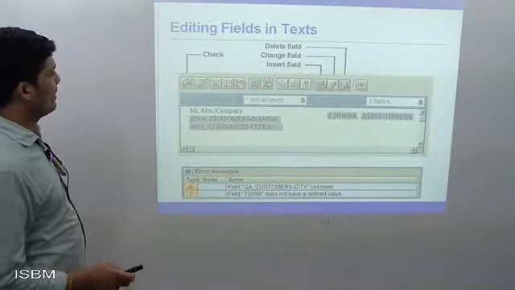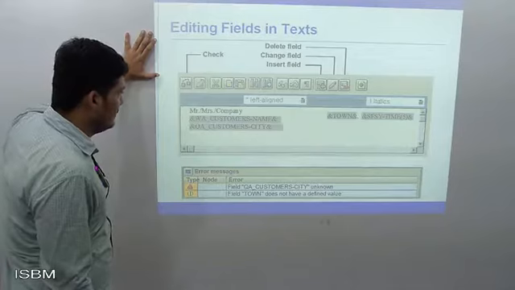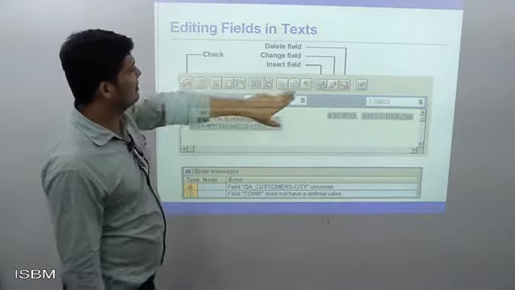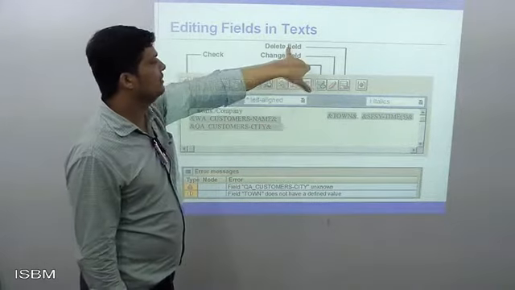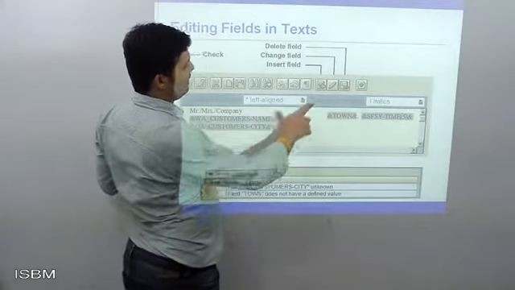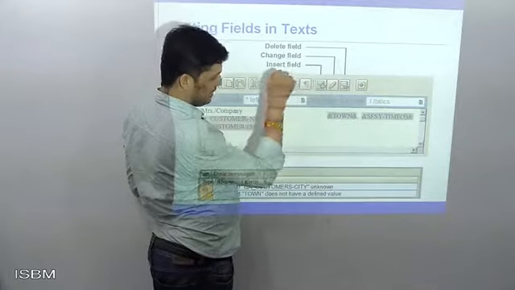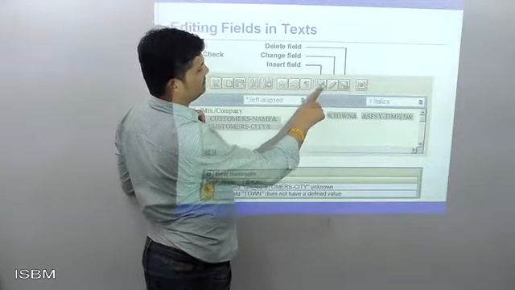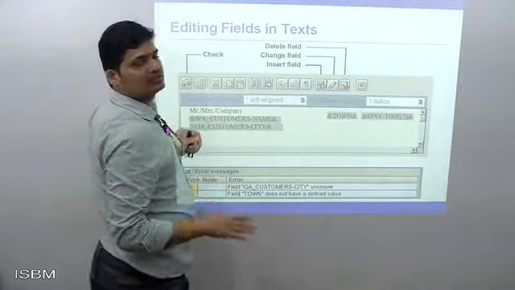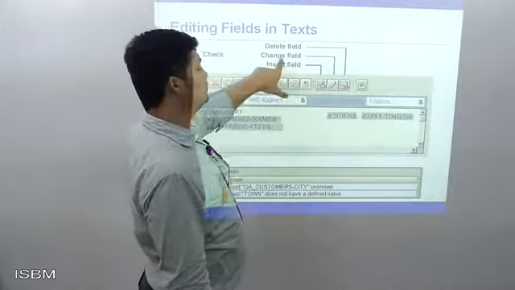Then again, editing fields in the text. How to edit fields? Here you can see that I have told you about the check button, and there are three more buttons, which are for delete, change field, and insert field. You can see that plus is always used for insert field. Always remember in SAP, plus is always used for insert field, and minus sign is always used for delete field or subtract field. And the pencil sign is always used for change the field.